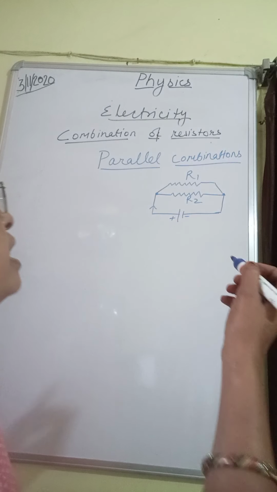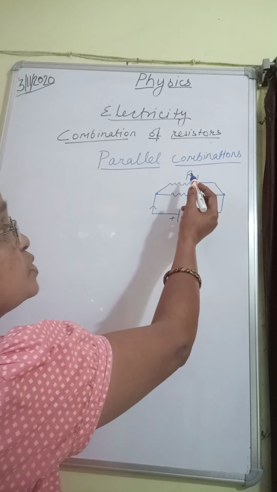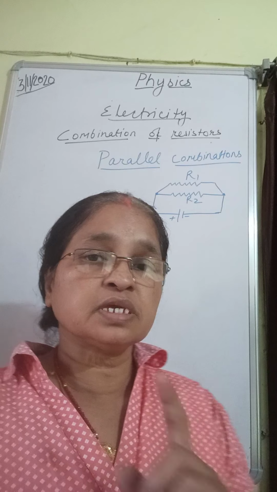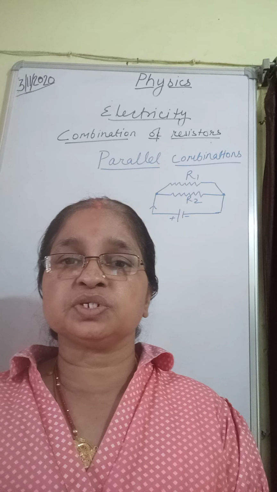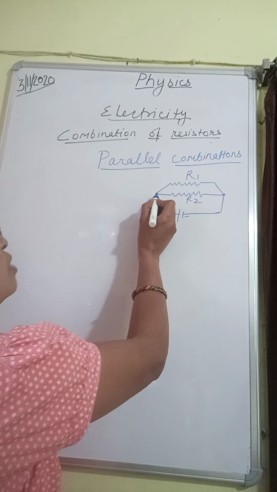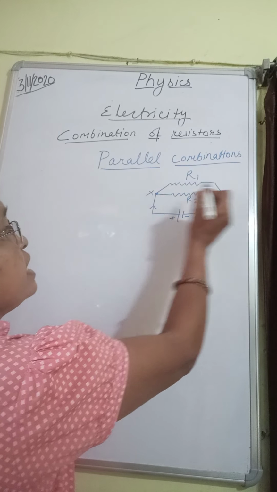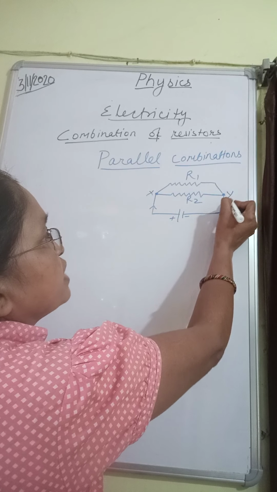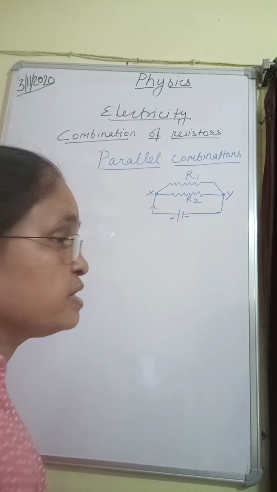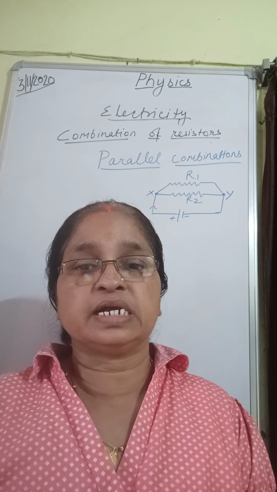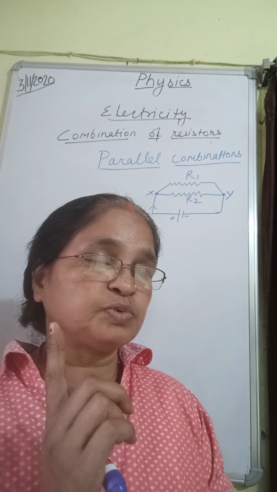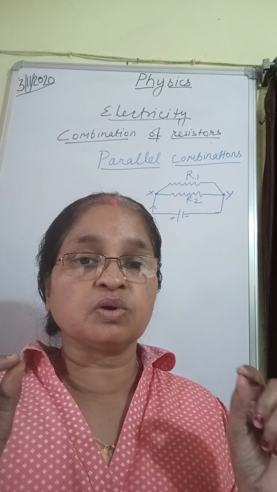Now I have taken a circuit which consists of two resistors, R1 and R2. Students, first thing to remember is that in a parallel combination there must be two common points. Here you will see one common point, suppose X, and another common point, Y. X is connected to the positive terminal, Y is connected to the negative terminal. So the first point you have understood is that it has two common terminals.